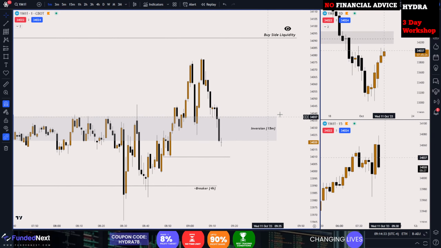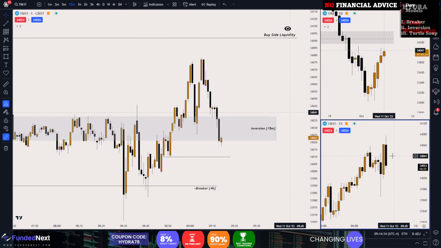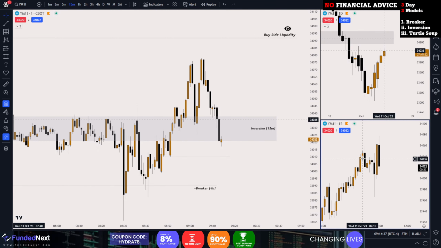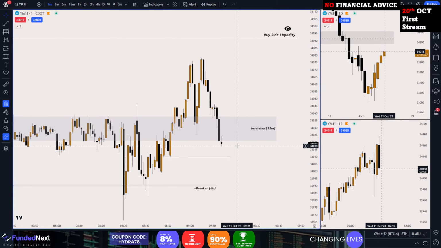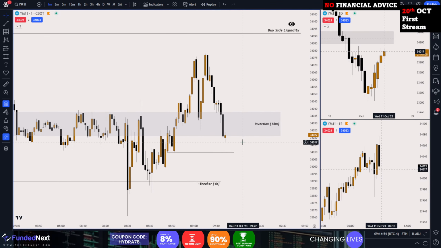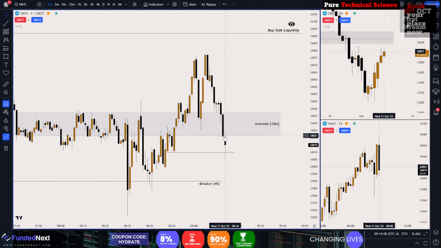Price went below this 15-minute inversion. This is the inversion that I'm watching from the 15-minute chart. I don't know if you guys can see it clearly, the 15-minute chart here, but we have an inversion. I'm watching this. Price closed the candle's body below the inversion. This is a good pattern, right? Price closed the candle's body below the inversion.